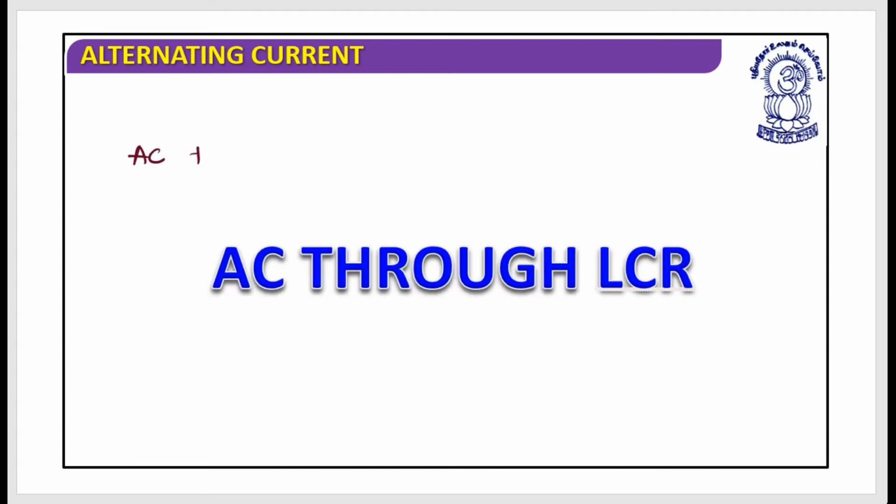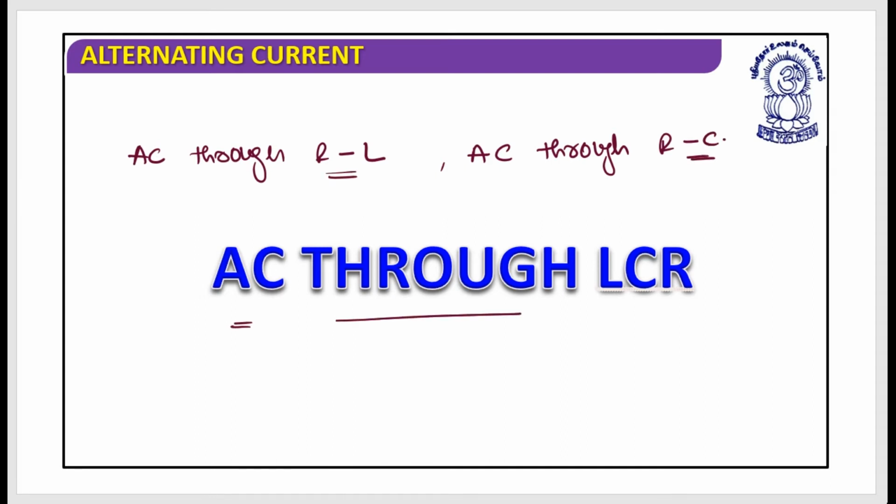Now we have seen two circuits. One is AC through RL. Another circuit was AC through RC, that means resistance and capacitor. Now we are going to see AC through LCR, resistance, capacitance and inductor. Let's have a look at what the situation would be when these three are connected in series.